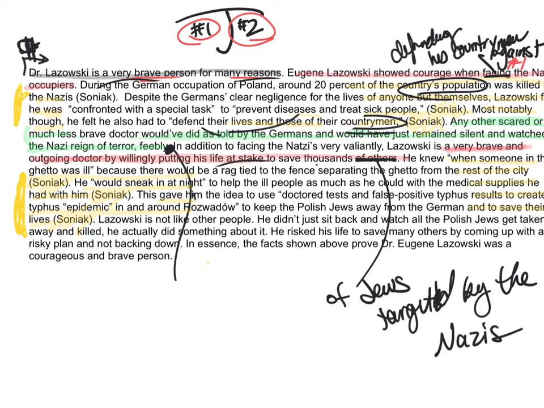Like the other two, the evidence here is really strong. It's well embedded. You've got good facts. Everything is cited. So let's take a look at this commentary. Lazowski is not like other people, so we're setting up with contrast. Now remember, up top, the contrast was only partially completed, so let's see how this does. Lazowski is not like other people. He didn't just sit back and watch all the Polish Jews get taken away and killed. He actually did something about it. He risked his life to save others by coming up with a risky plan and not backing down.